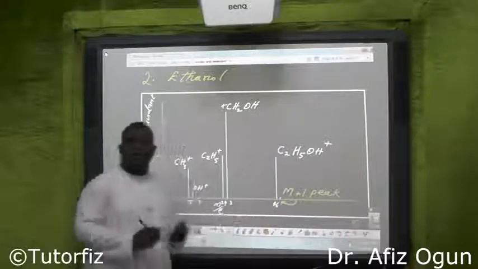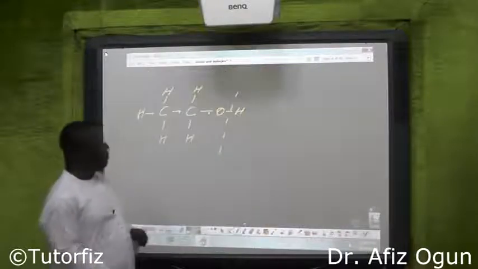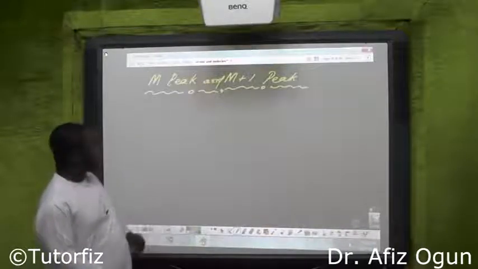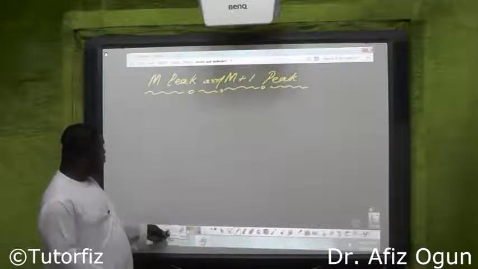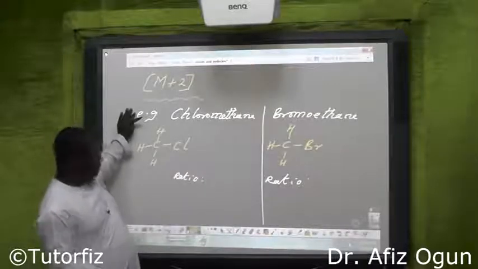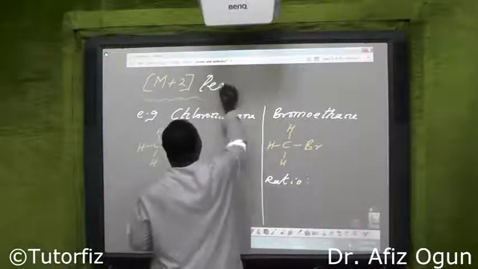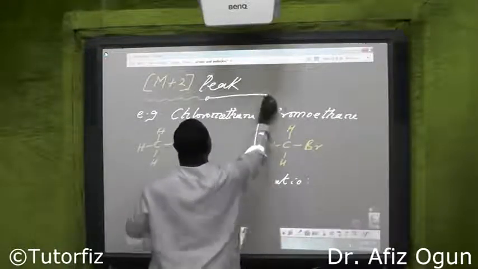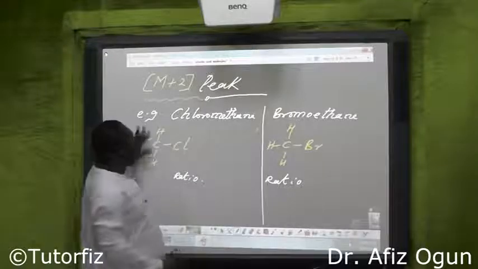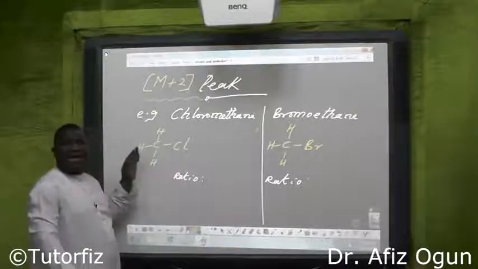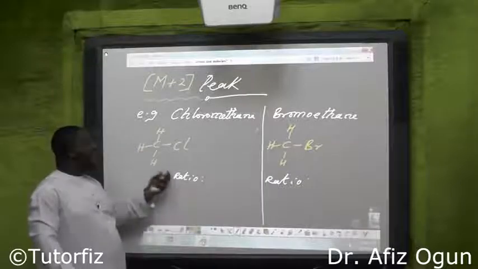Where does M+2 come from then? M+2 peak. That's the M+1 peak. M+2 peak. Imagine you have a compound, a halogenoalkane, an alkane with a halogen attached.